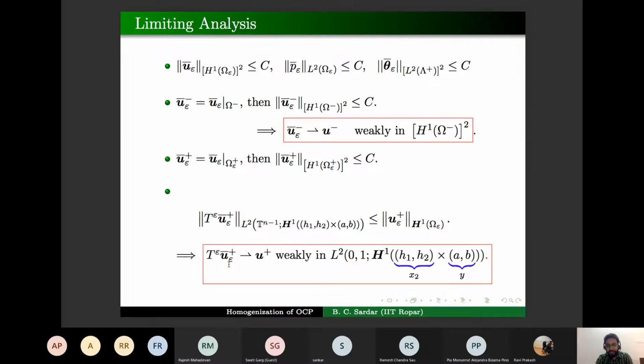Okay, so using this, and similarly for P epsilon and the corresponding adjoint problem, we can pass to the limit in our weak formulation. That part I'm skipping, I'm not going to show it here.